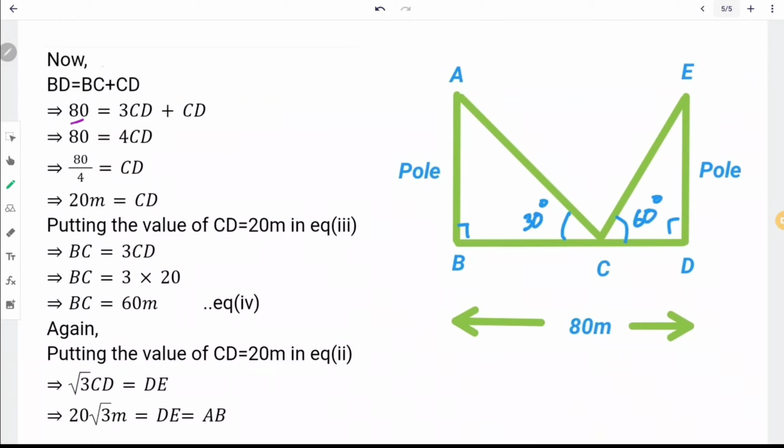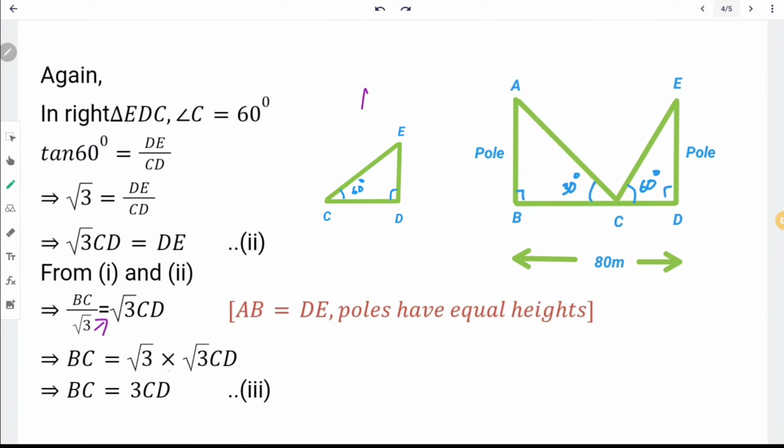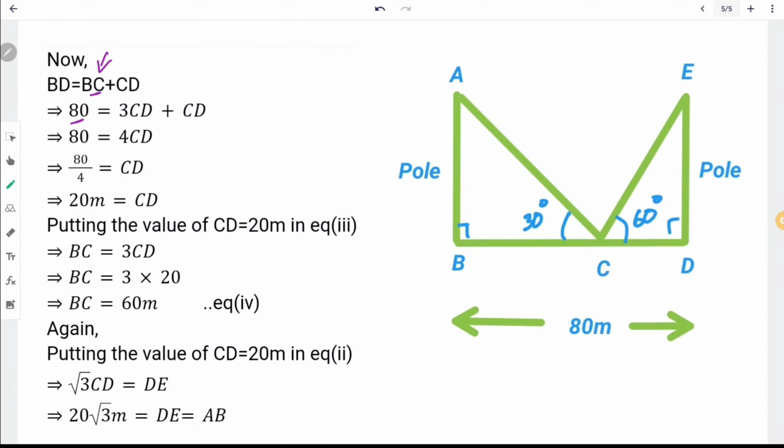Now let's go back and look at BC. How much did we get for BC? BC is simply 3 times CD. So you can see here BC has been replaced by 3 times CD. Then 3 CD plus 1 CD, we're going to get 4 CD. Then this 4 will go down to the denominator, and we can divide 80 by 4 to get 20. Now we got CD, this part. This is now 20 meters.